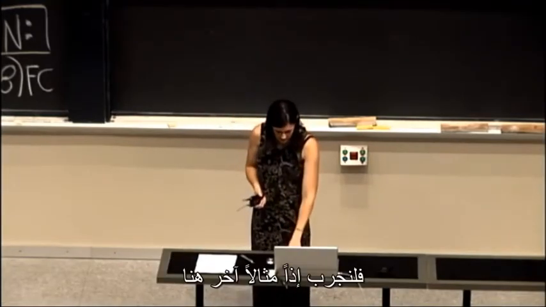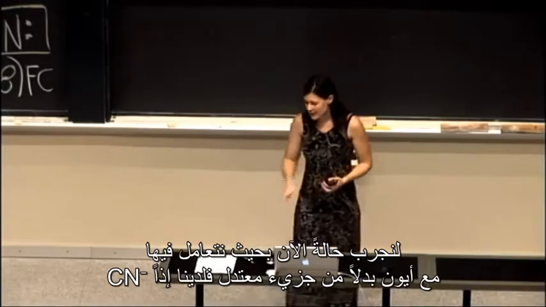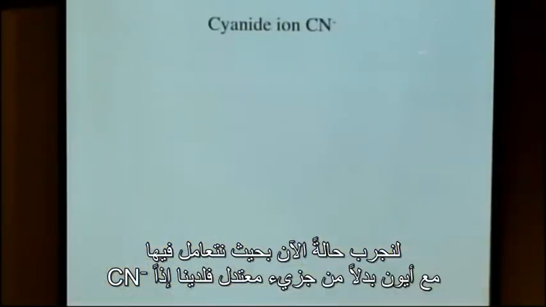So let's try another example here. And let's try a case now where instead of dealing with a neutral molecule, we have an ion. So we have CN minus.